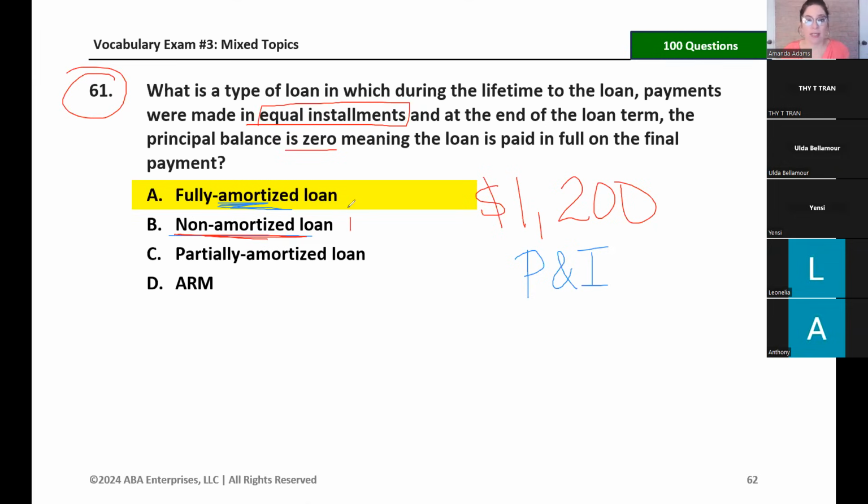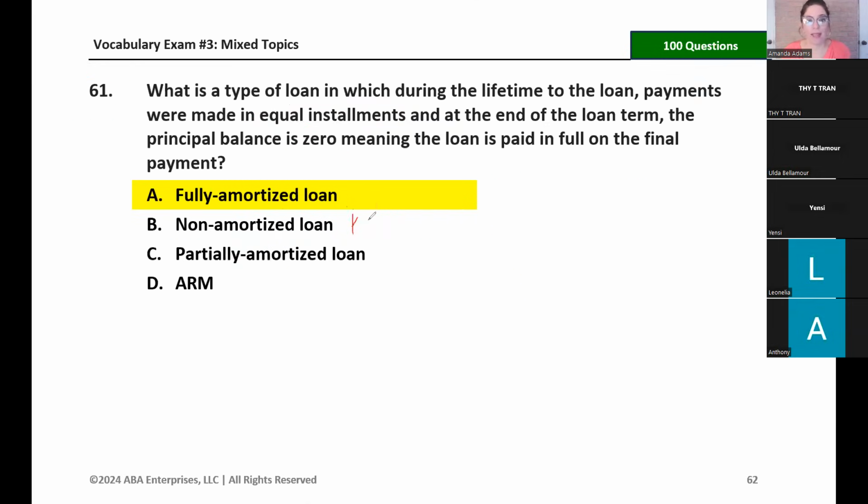So non-amortized is just another way to say interest only. Interest only. Oh gosh, I need more coffee. That's an interest only loan this morning. Interest only loan. All right. Normally with an interest only loan, you have that large balloon payment at the end. And partially amortizing, you're paying a little bit of principal and a little bit of interest. And at the end, you're still going to have that large balloon payment.